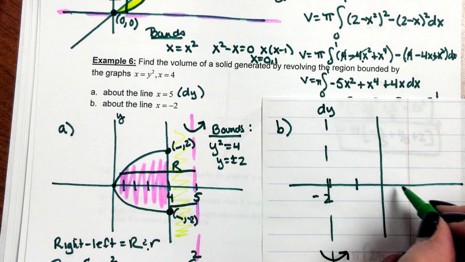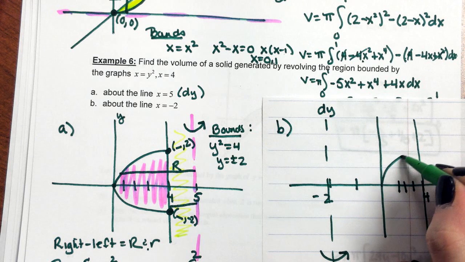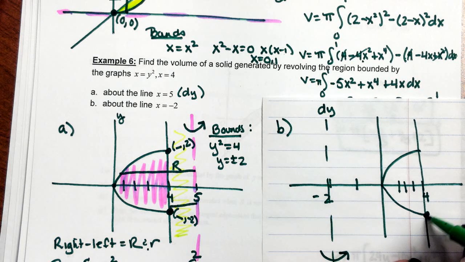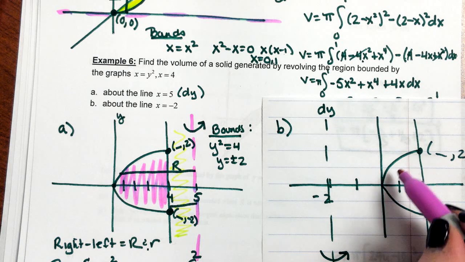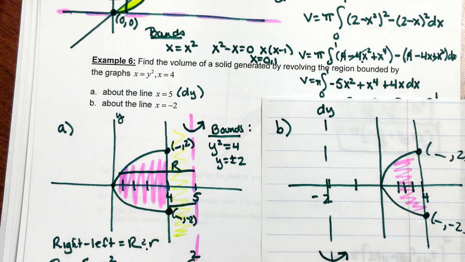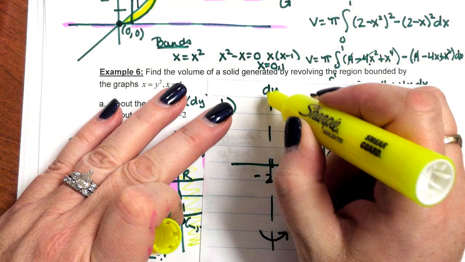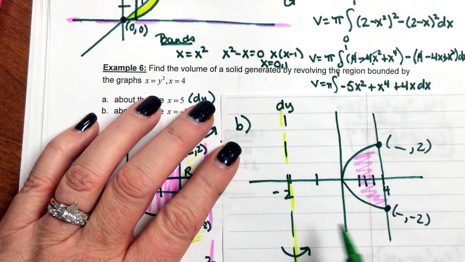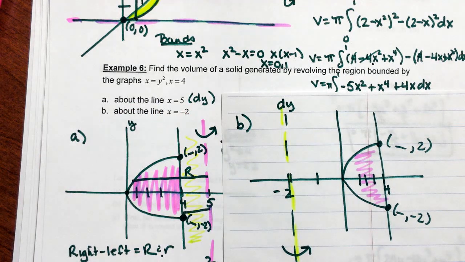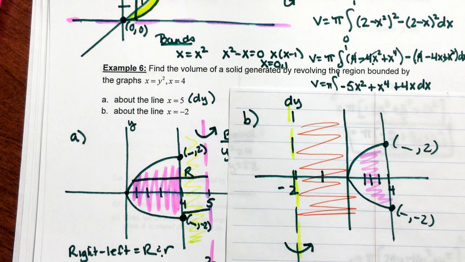So I still have the region that's bound between x equals 4. So I've got my parabola. These points of intersection are down here at something, negative 2, something, positive 2. Again, I'm taking this region and I'm going to rotate it now about the line x equals negative 2. So again, you do have this big gap, this big break between the region you're rotating and your axis of revolution. So this is another washer.